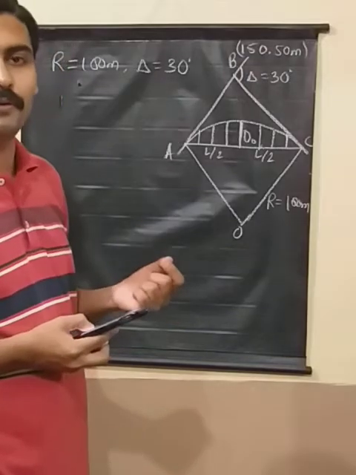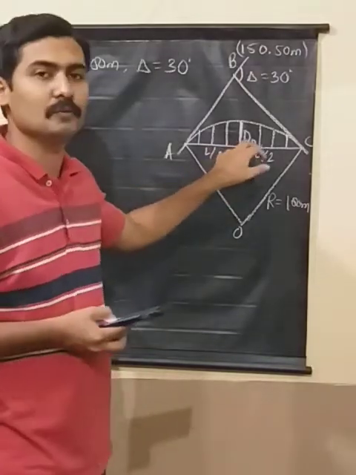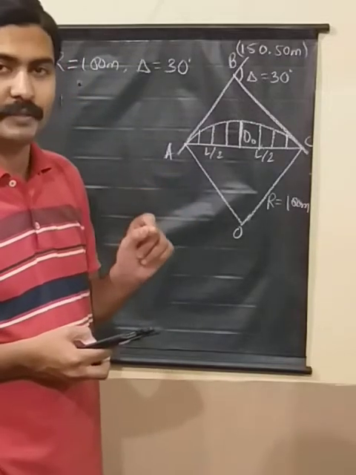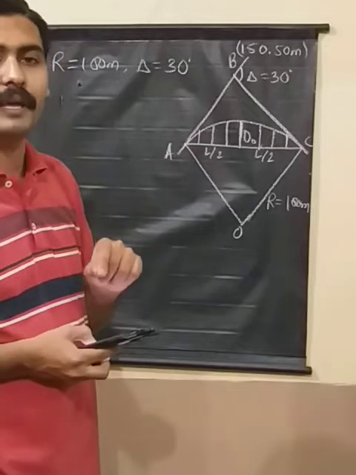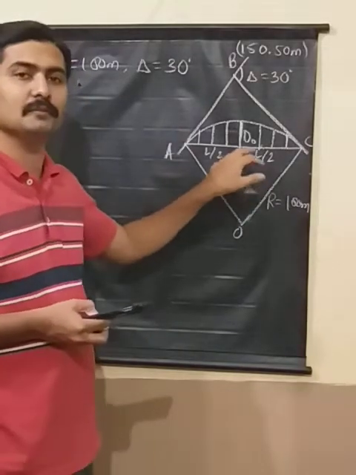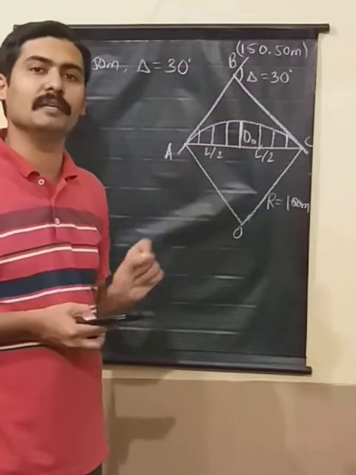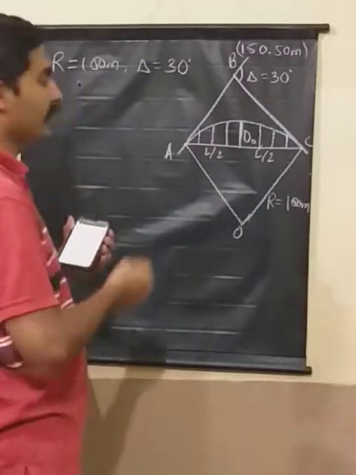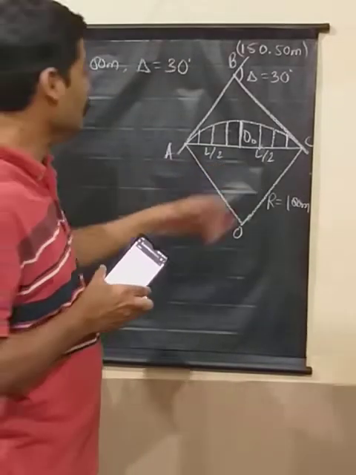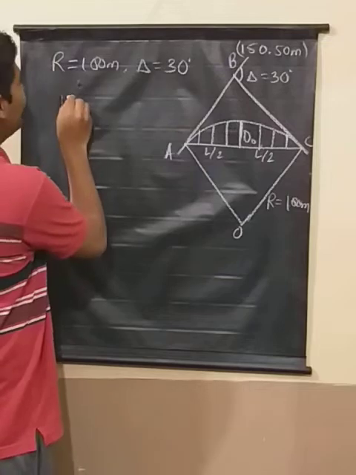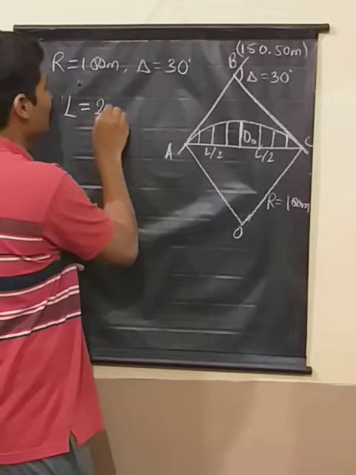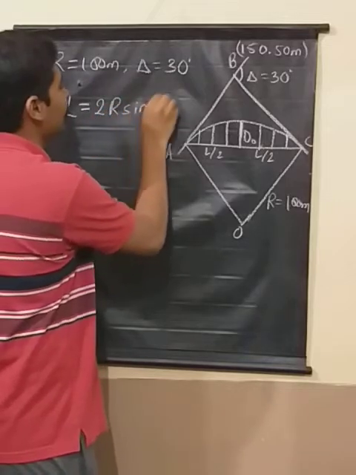Without the length of the long chord it is not possible to find O0 or Ox, because the formulas of O0 and Ox have capital L in them, so you must have a value of capital L. Now I have the formula for finding capital L. The length of the long chord will be 2R sin(delta by 2).